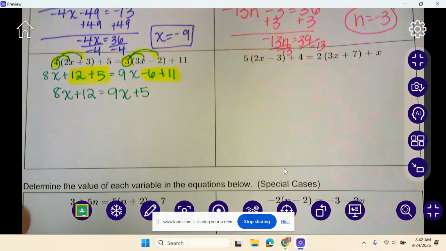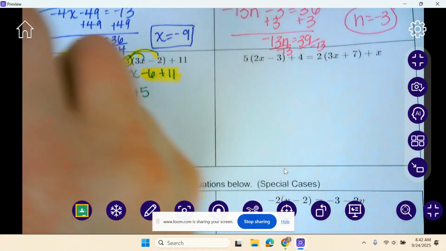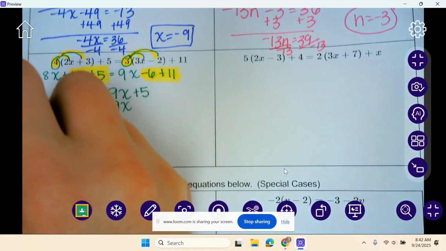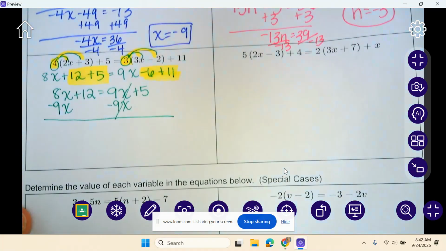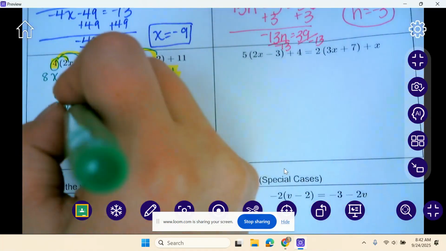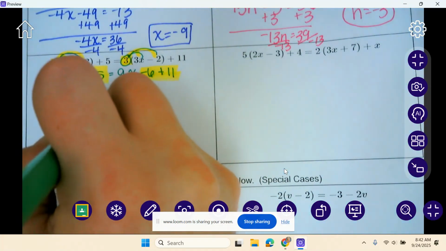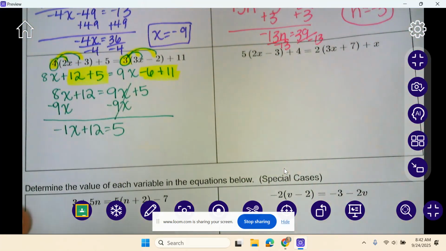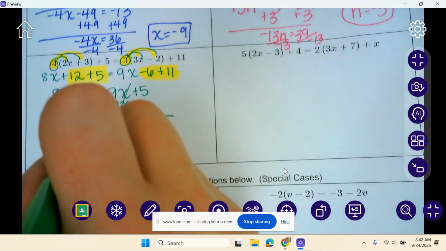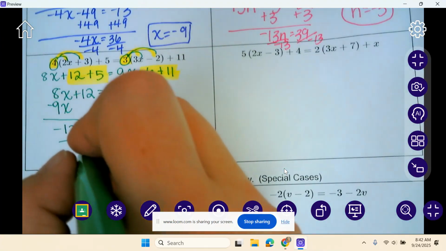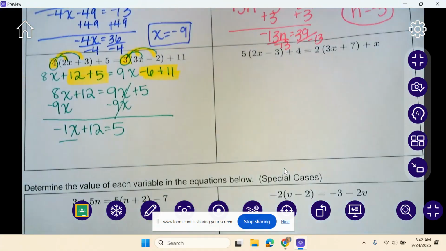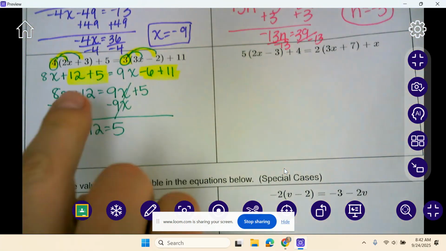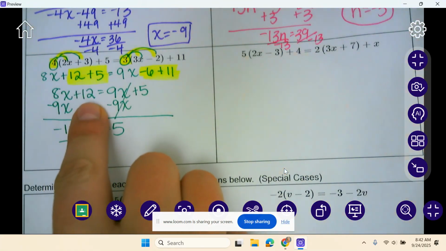All right, next step, move the variable. So I'm just going to move it to the left because this is what matches the key that I have, or at least the key that's going to be posted. But like I said, you could have moved 8x. It doesn't matter. All right, so -1x plus 12 equals 5, and then divide by, oh, yeah, oh, I made a mistake. When I combine these two, this should have been 17.